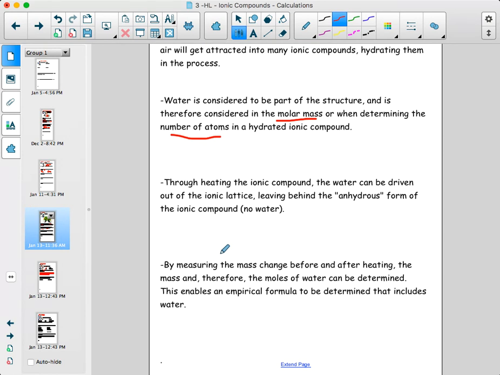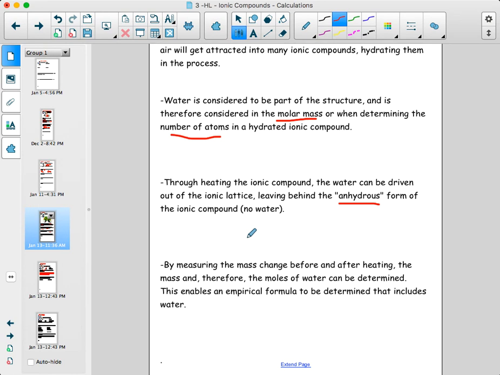It's also very typical to do labs, and we'll do an experiment where you heat the hydrated ionic compound, and when you heat an ionic compound, the water that's in there as part of the hydrate will be driven out of the ionic lattice, and that will leave behind the anhydrous or anhydrate form of the ionic compound with no water.